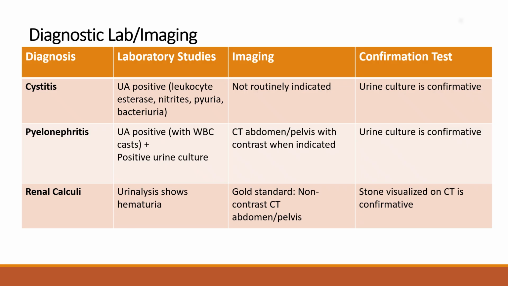For kidney stones, UA often shows hematuria. Many uncomplicated cases are initially evaluated with the history, physical exam, and urinalysis. Non-contrast CT of the abdomen and pelvis remains the gold standard and confirmatory test because it identifies stone size, location, and obstruction. Ultrasound may be preferred in pregnancy or when radiation exposure is a concern.